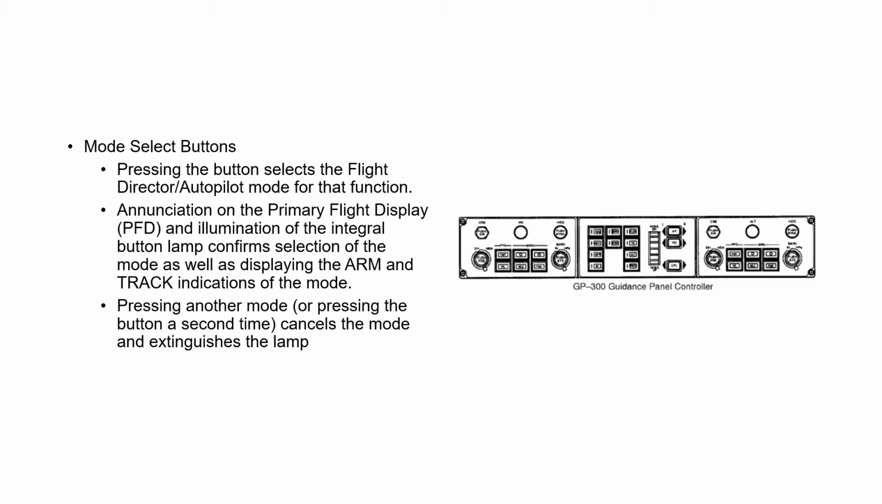The mode select button, so this is things like heading, altitude, flight level change, and things like that. When you select a mode selection button, it will select the flight director autopilot mode for that particular function. Annunciation of the mode will be displayed on the top of the PFD, and also a light will light up in the lamp in the mode switch you've pushed, which will confirm selection as well as displaying the arm and track indications of the mode. Pressing another mode or pressing the button a second time will cancel that mode and extinguish the lamp.